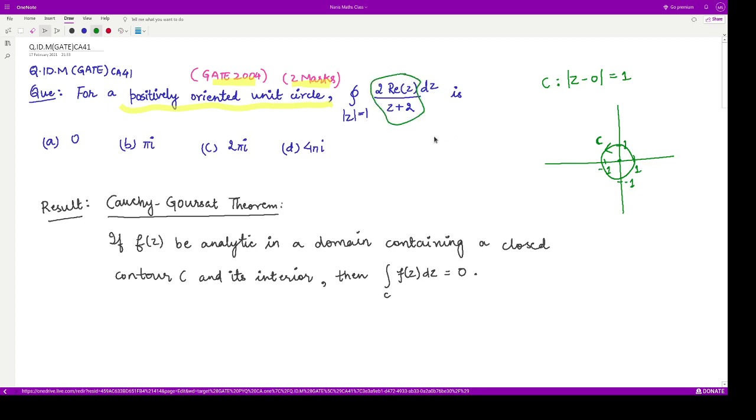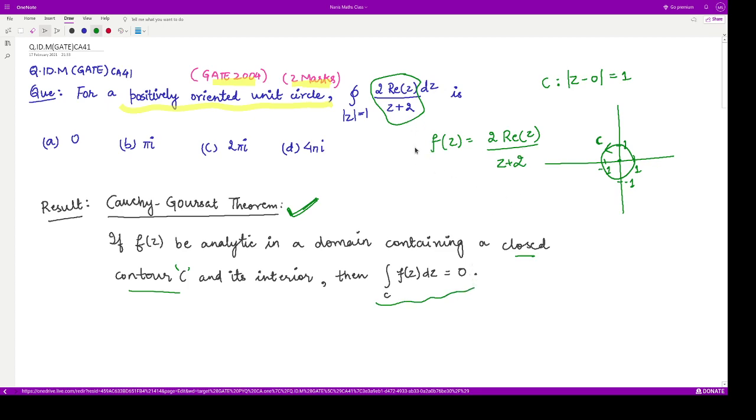So let us call this function f of z, that is equal to 2 times the real part of z divided by z plus 2. So now in order to solve this integration, we'll have the Cauchy-Goursat theorem with us, which says that if a function is analytic inside a domain of a closed contour C, then its integration over that contour is equal to 0.